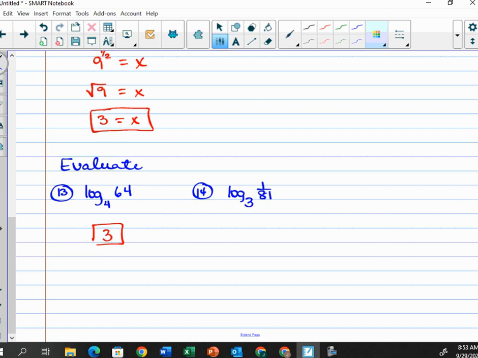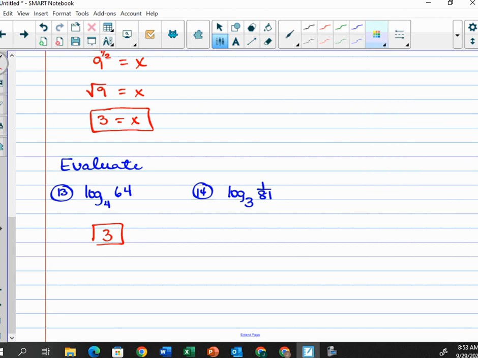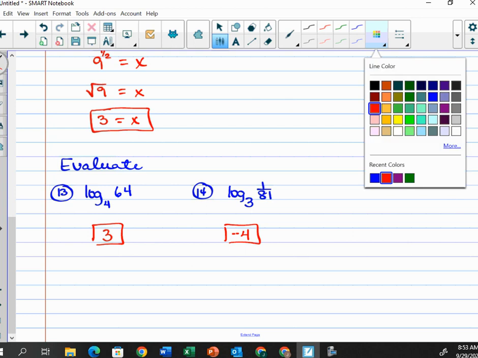Oh, wow. Still on the rails, guys, I promise. 81 to the negative first power. Negative, yep. Right? We're moving today, guys.